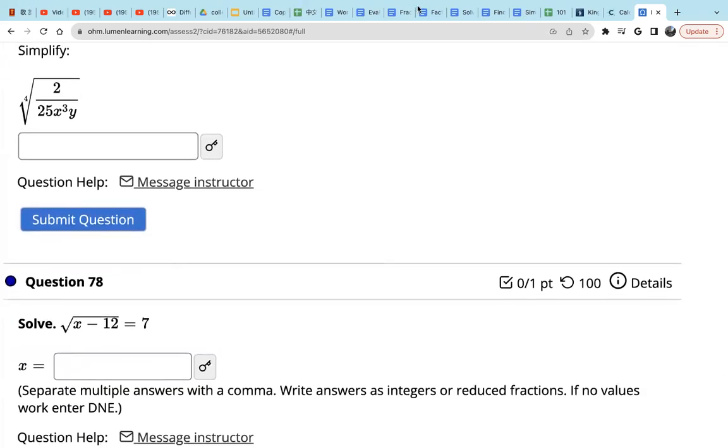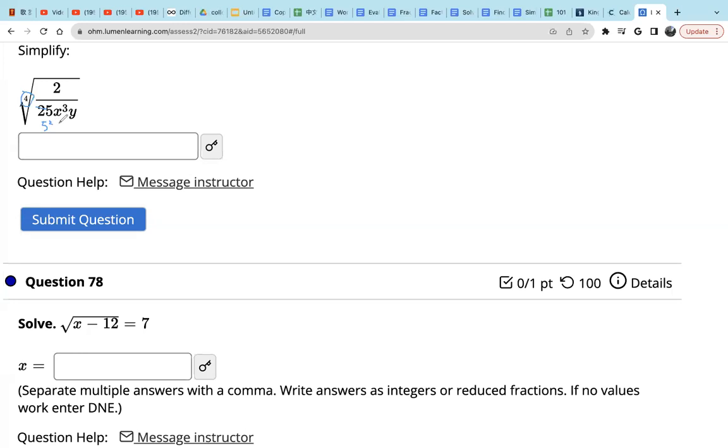Let's see this one. I want to simplify this. 225 cannot be simplified, but this 25 cannot be simplified either because the index is 4. The index is 4, so this is simplified. Or maybe we want to rationalize the denominator. To rationalize the denominator, we can write 25 as 5 squared.